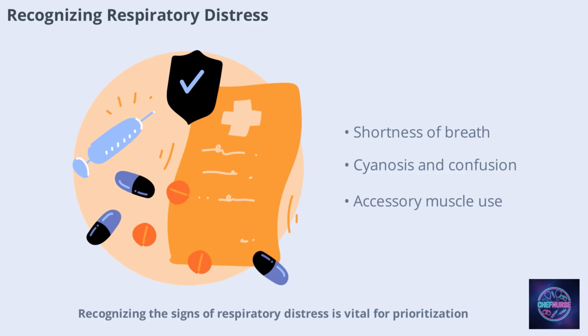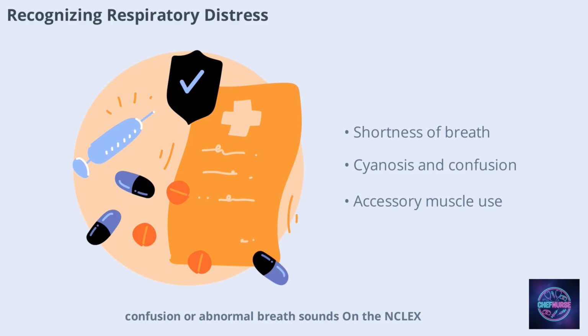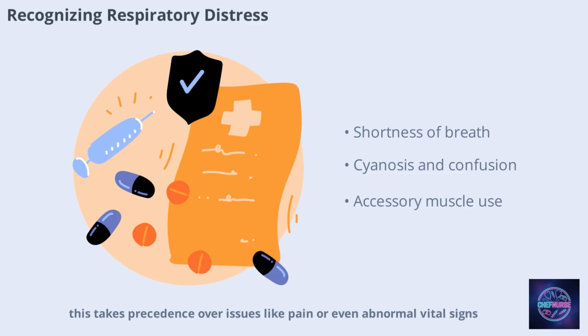Recognizing the signs of respiratory distress is vital for prioritization. Look for symptoms like shortness of breath, use of accessory muscles, cyanosis, confusion, or abnormal breath sounds. On the NCLEX, these clues often indicate a need for immediate intervention. If a patient is struggling to breathe, this takes precedence over issues like pain or even abnormal vital signs, unless those are directly related to breathing. Always use your common sense. If someone can't breathe, nothing else matters.